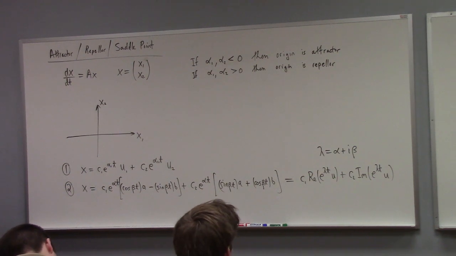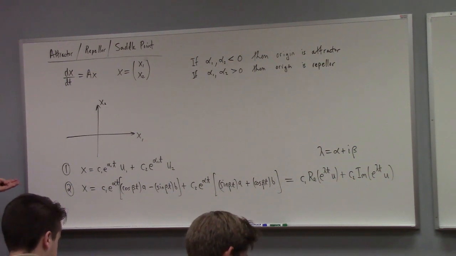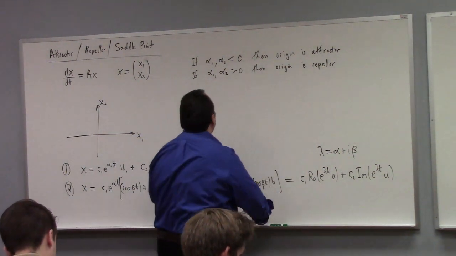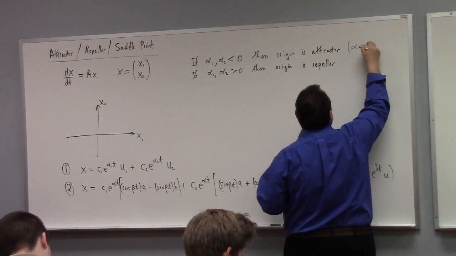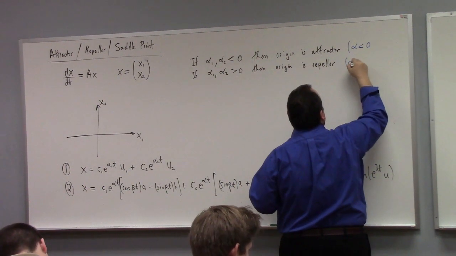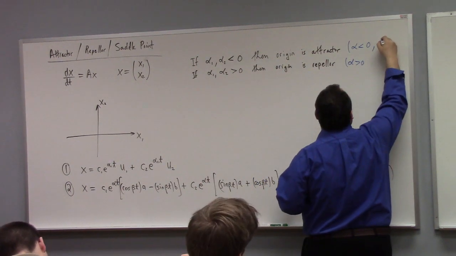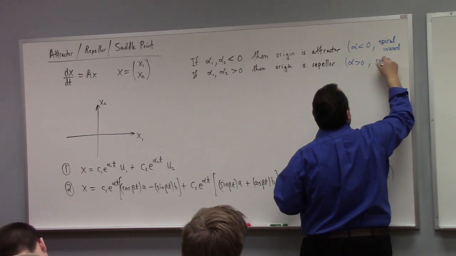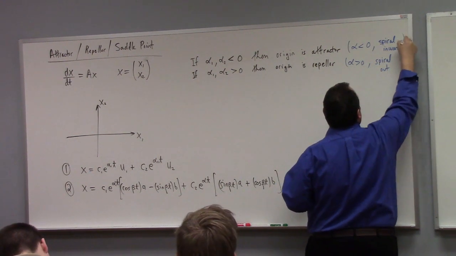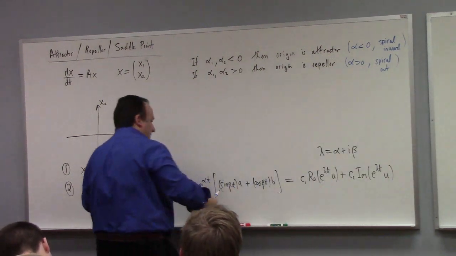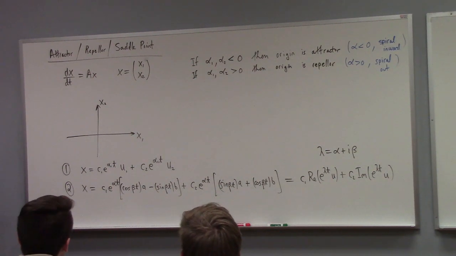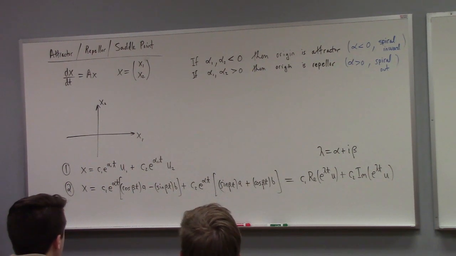Do you see that the same story will be true in the case of number 2? Likewise, the same is true if you have alpha less than 0 here, and if you have alpha greater than 0. So this would spiral inward, and this would be a spiral outward. Because the sine and cosines make it kind of wrap around the origin. And depending on whether the exponential is positive or negative, it'll either spiral in or spiral out, right?